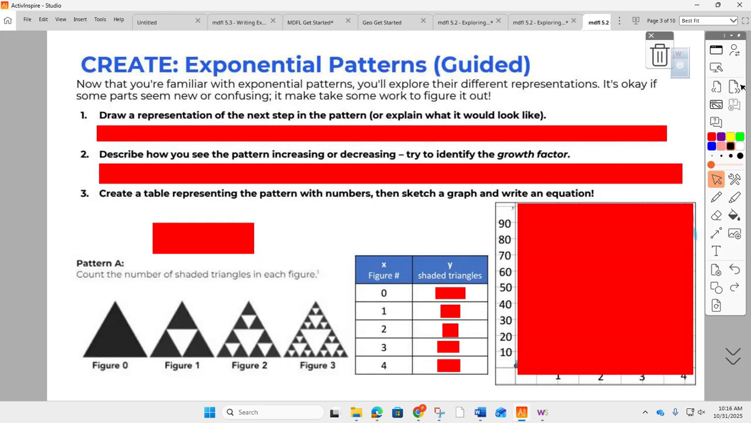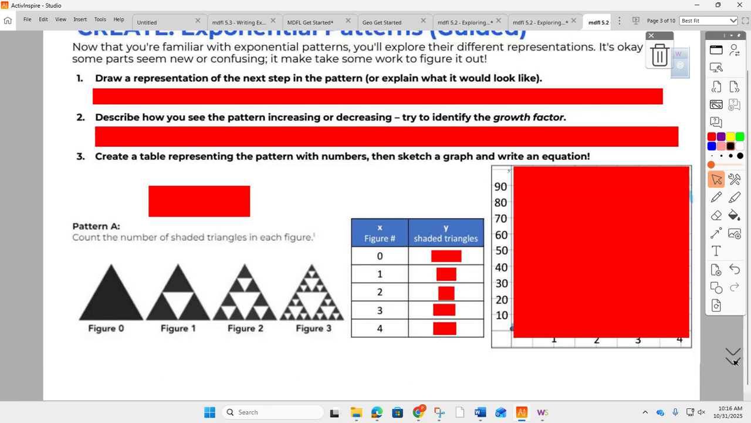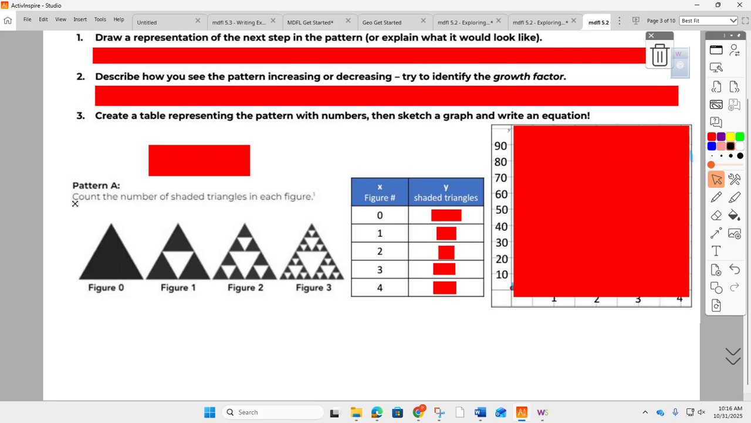All right, so we've got a series of figures to the bottom left there. So just like we looked at the tables to find a pattern, we're going to look at these diagrams, these triangles, to find a pattern. It says count the number of shaded triangles in each figure. So shaded are the darkened ones. So how many triangles in figure 0? 1. So the white one pops out at me, but we're counting the dark one.